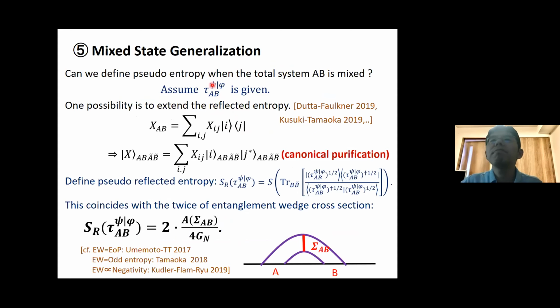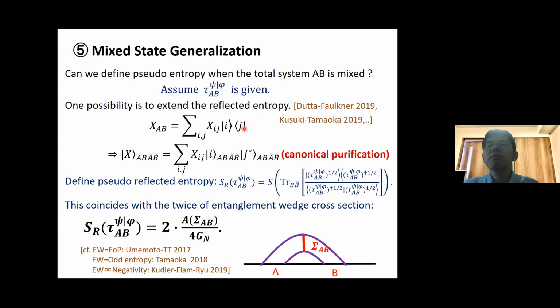And AB, tau AB, psi, bar phi, and phi. If we include C, this psi and bar phi is pure, but if we trace out C, then it's always mixed. In that case, can we define an entropy for A? We are interested in the bipartite correlation between A and B. If we define some pseudo entropy for A, how can we do this? There are many approaches for this case, but let me give one of them. It's using the canonical purification. This is also used in the reflected entropy calculation by Dutta and Faulkner, and we can use similar ideas.